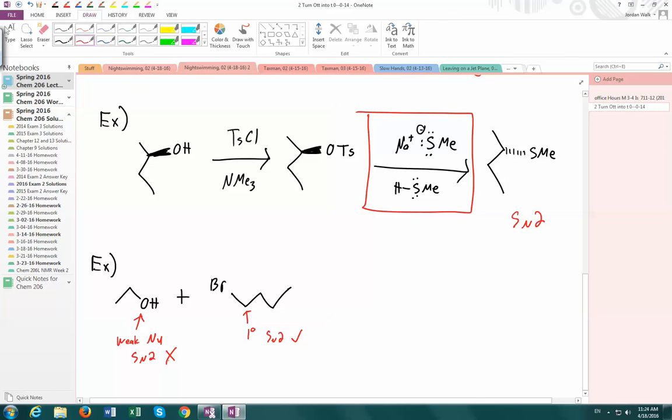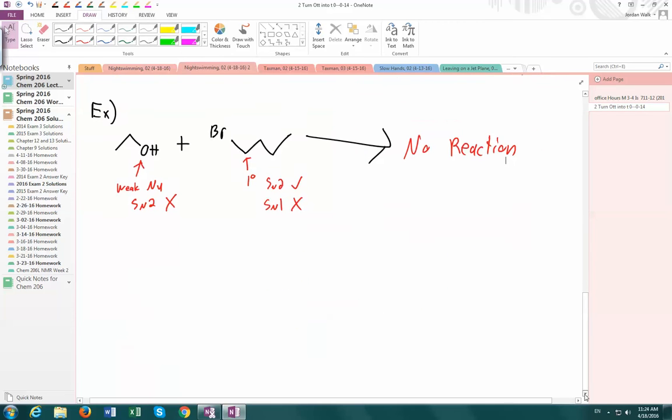So what's the only other possibility? We could try to do SN1. Now, when we look back here at our alkyl halide that's a primary, can we do SN1 at a primary alkyl halide? We can't. So what we find is a situation where SN1 is no good. And so ultimately, what we're going to see here is nothing. We get no reaction. But what if we really want to do this reaction? We've got to come up with another strategy.